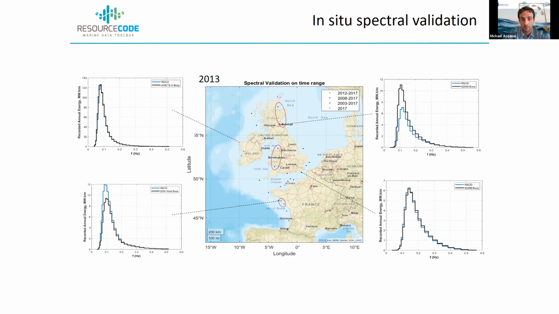And so you can see the different locations on the map here. And on the side panels, you can see the annual energy per frequencies. And so in dark line, you have the buoy measurement, and in blue, you have the model output. And so you can see that it's fitting really well, except maybe for some areas in very shallow water and sheltered areas. And those areas with lower scores are circled in red. But in average, looking at each year, we can see that the scores are really good. And next slide, Matt.